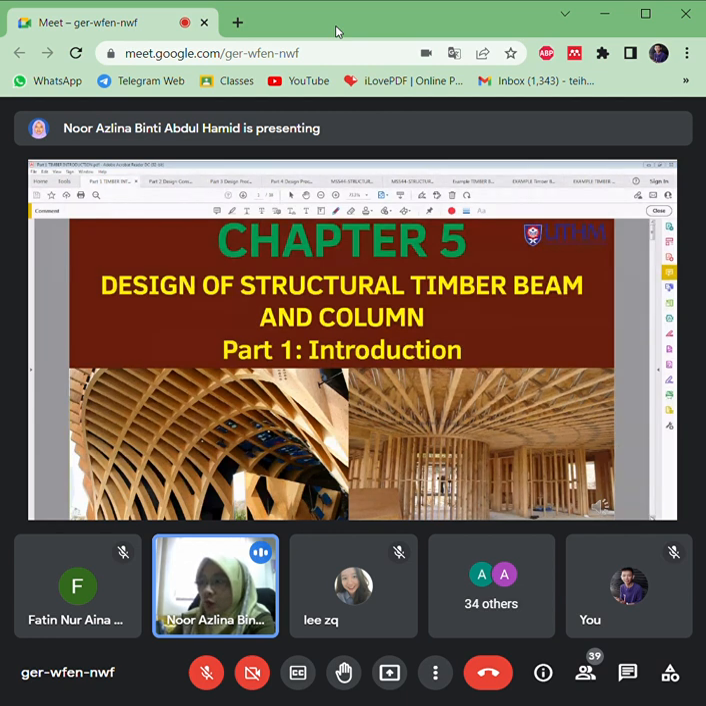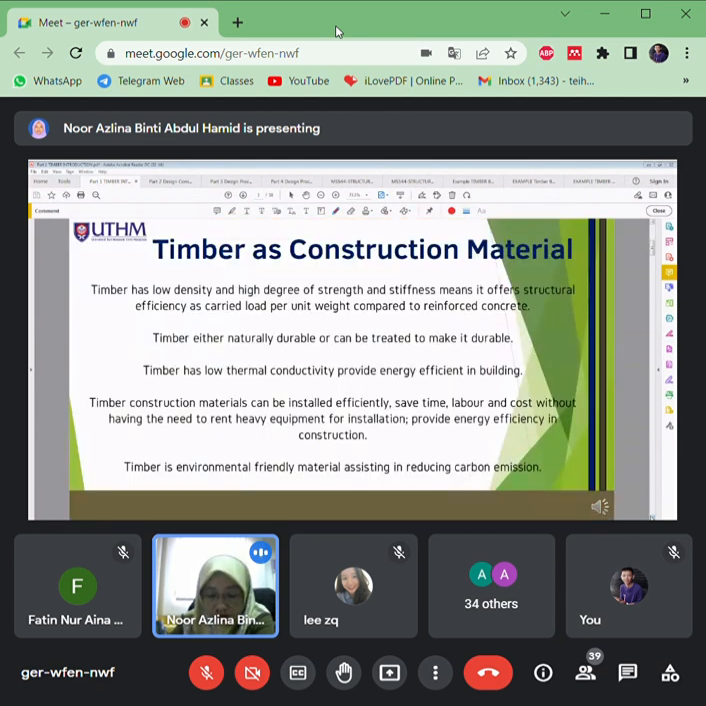So this part 1 slide here is just introductions. Maybe I can go through not so in detail of this part 1, which you can read by yourself. Okay, but what you need to know here is what timber is.